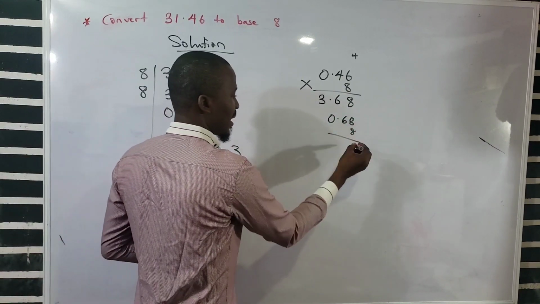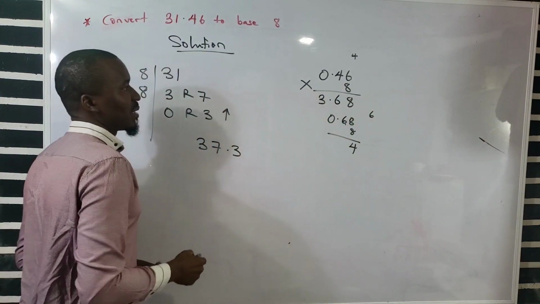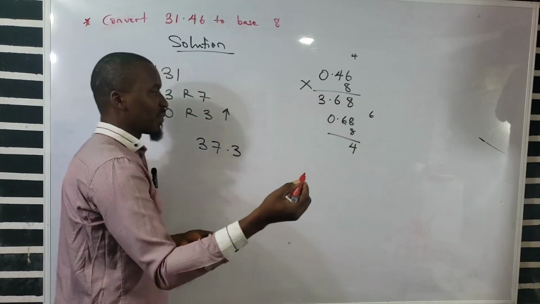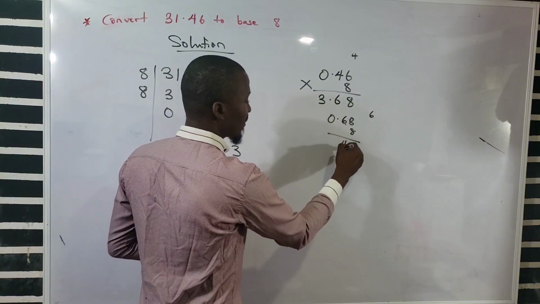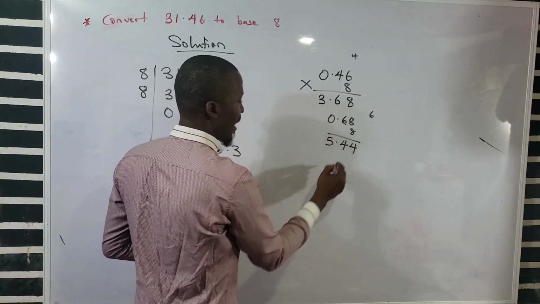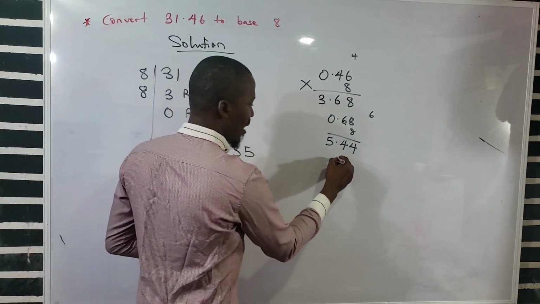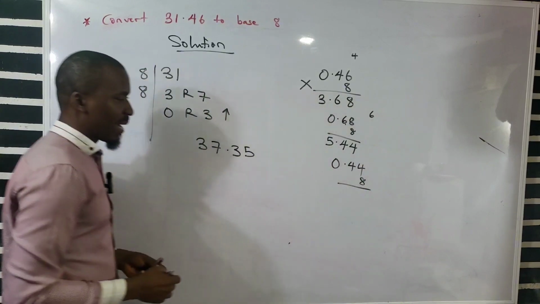So 8 times 8 will give us 64. You take 6. 8 times this will give us 48. 48 plus 6, that will give us 54. So write 4 and take our what? 5. So you extract and have your 5. So we have 0.44. You are also multiplying by 8.